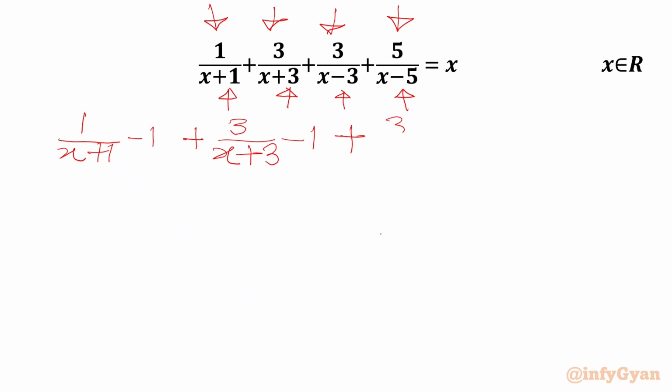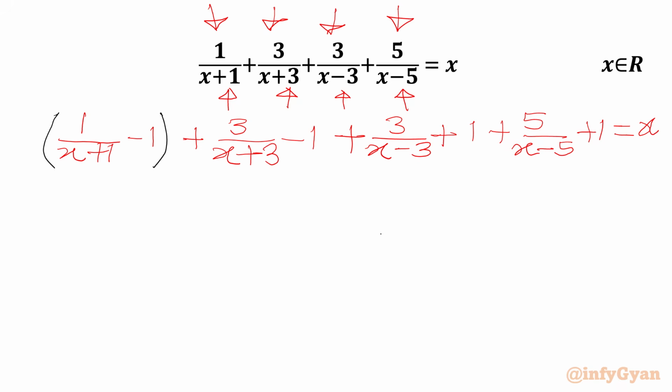Plus 3 over x minus 3. We will add 1. Plus 3 minus 3 will get over. Then we have 5 over x minus 5. And once we add 1, 5 will be eliminated. In RHS we have x. Now we have to take LCM.